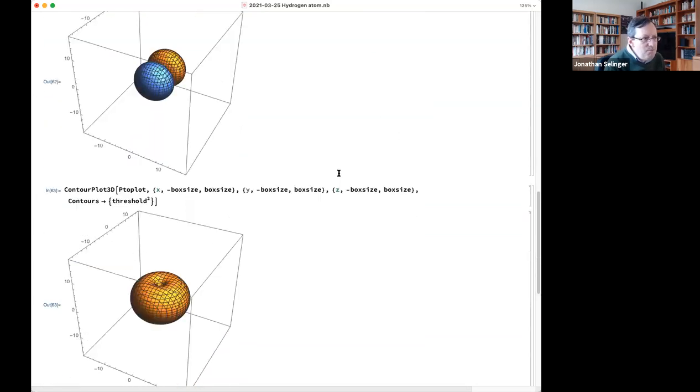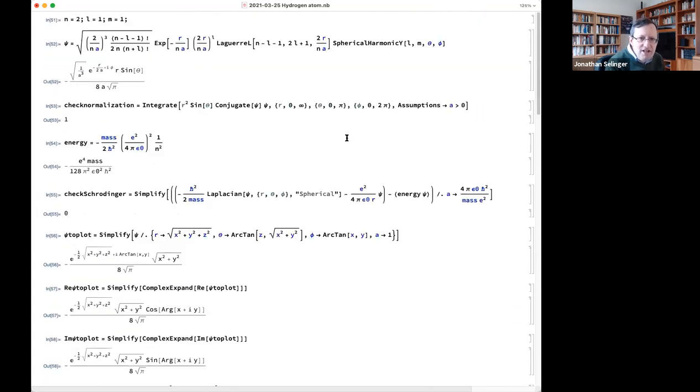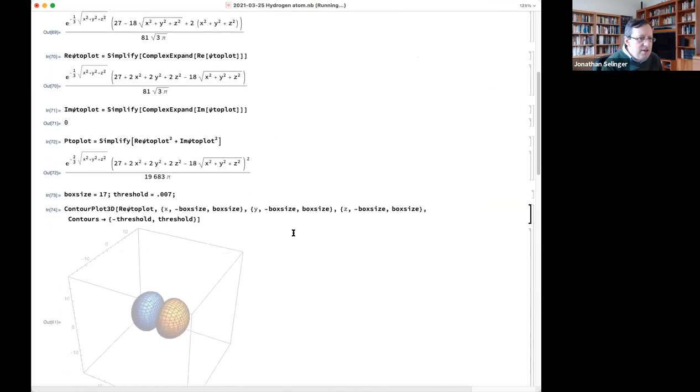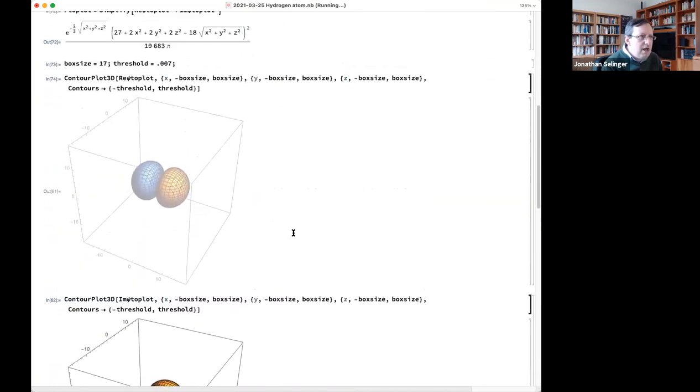Okay, let's do a few more. I'm not tired of it yet, okay? So let's do a few more. Let's go up to N equals three and go back to maybe L equals zero, M equals zero. So if I evaluate that, let's see, still satisfies normalization, still satisfies Schrödinger. And for the plots, well, we expect it should be spherically symmetric, right? Because it has L equals zero. Better be spherically symmetric. Let's see how it comes out.